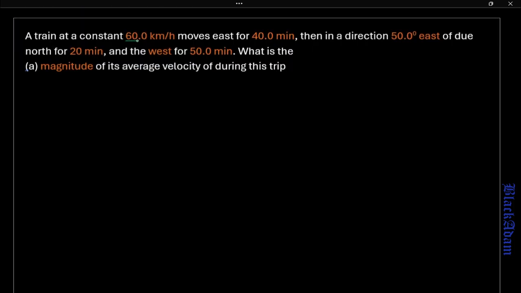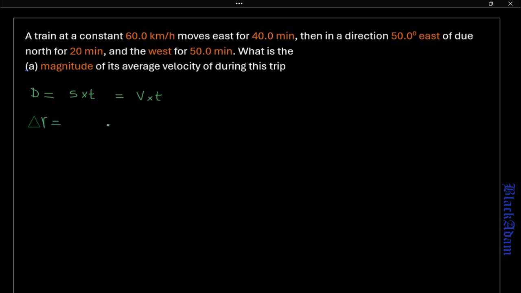Welcome to physics class. We have a train moving at constant speed for 40 minutes, then 50, then 20 minutes. We know that distance is equal to speed times time, or velocity times time, and we have 40 minutes.